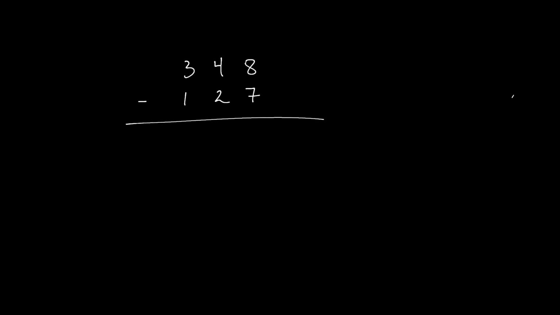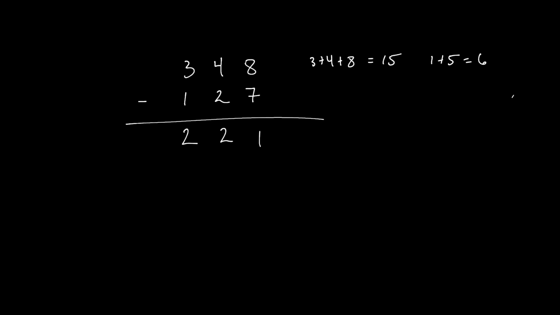Okay, let's look at this problem. 348 minus 127. Let's just do this simple arithmetic. 8 minus 7 is 1. 4 minus 2 is 2. 3 minus 1 is 2. Okay, that's the answer we get. Now let's take the digital root. So 3 and 4 is 7. 7 and 8 is 15. So 3 plus 4 plus 8 equals 15. 1 plus 5 equals 6. So there's our digital root.